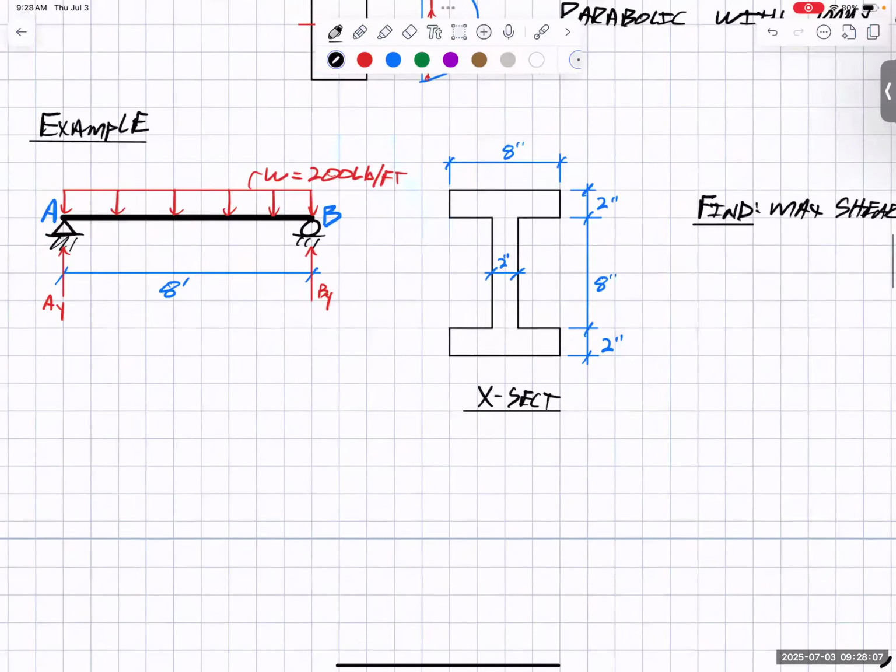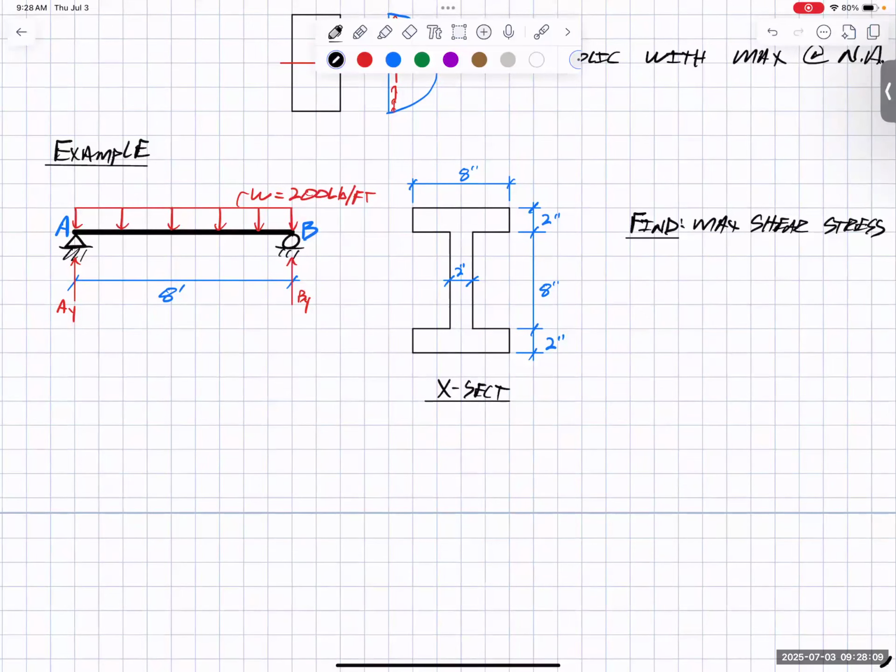So let's say we have this example. We have a beam with a 200 pound per foot distributed load, 8 foot span, and we want to find the maximum shear stress. It is an I-beam, a symmetric I-beam, which makes it a little bit easier. So how would I solve this problem?